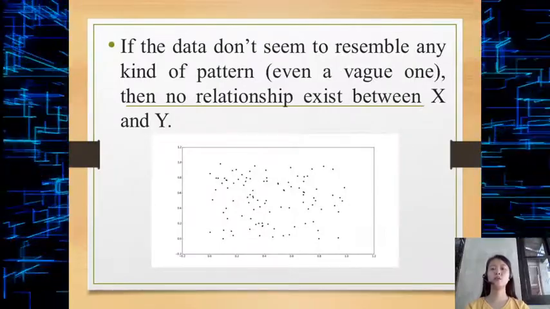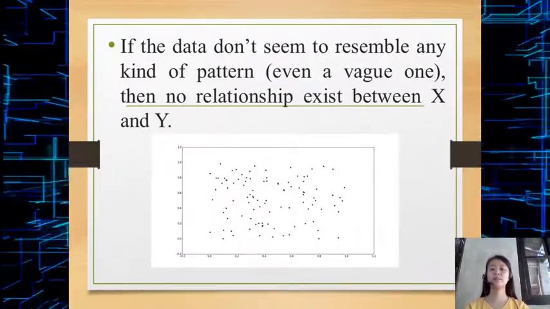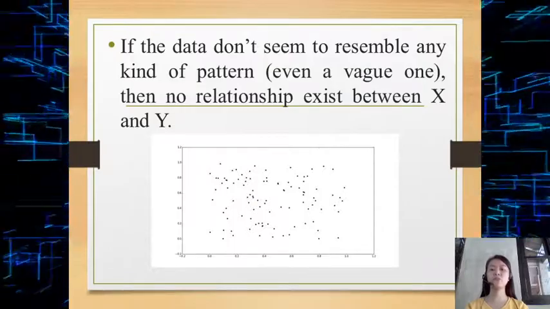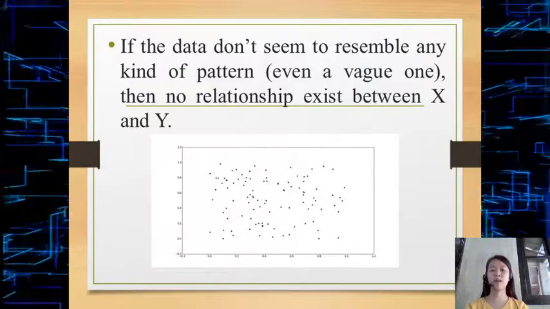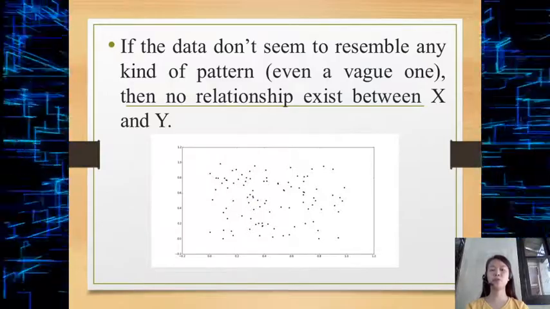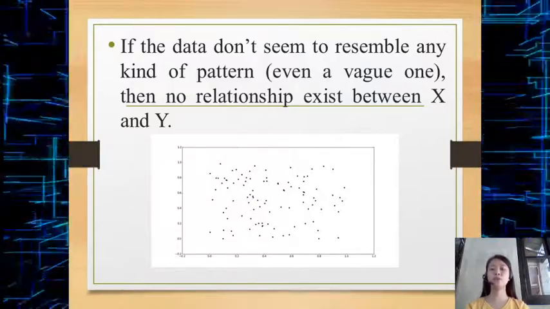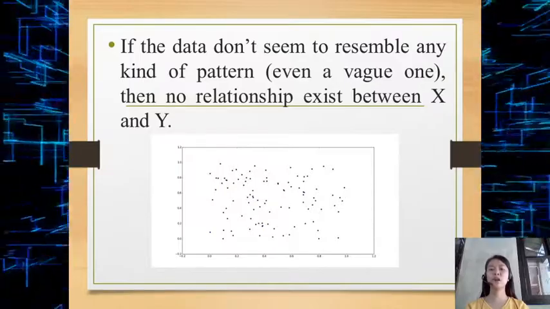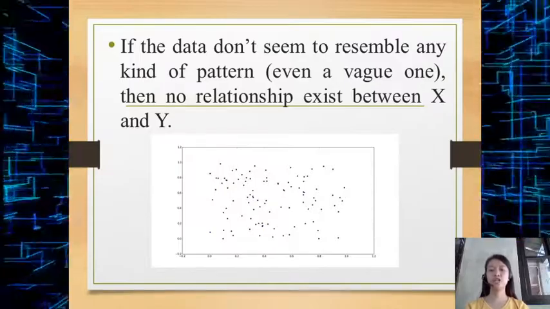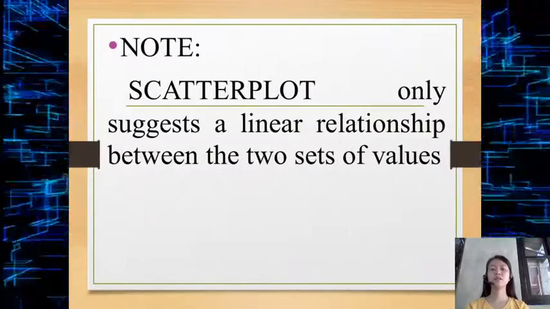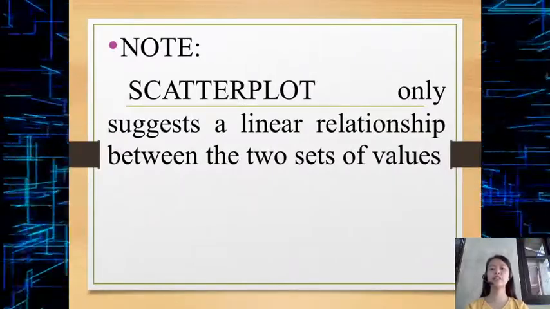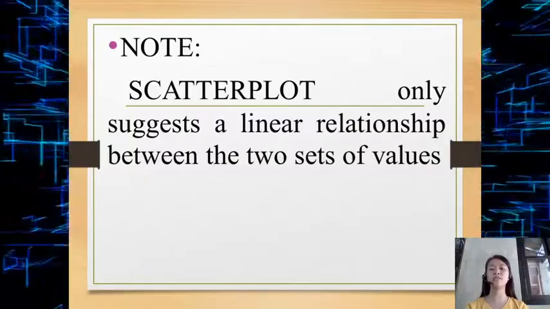If the data don't seem to resemble any kind of pattern, even a vague one, then no relationship exists between x and y. The figure below shows that the two continuous variables have no relationship. Note, a scatterplot only suggests a linear relationship between two sets of values.